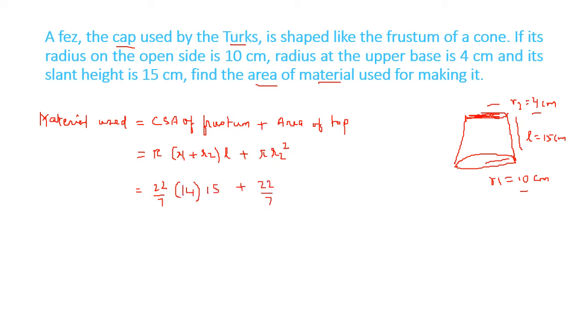plus 22 by 7, R square is 4 into 4. So 7 1s are 7, 2s are 15 2s are 30, 30 22s are 660, plus 22 into 16 divided by 7 is approximately 50.28. So 660 plus 50.28 will give us 710.28 centimeter square. This is the total area of the material used to make the cap.